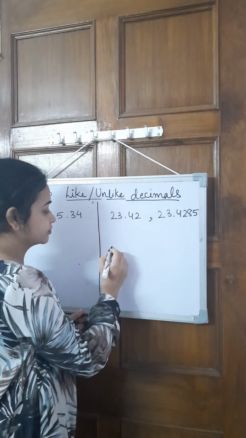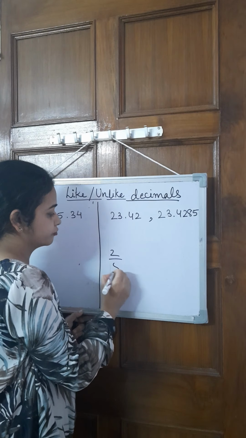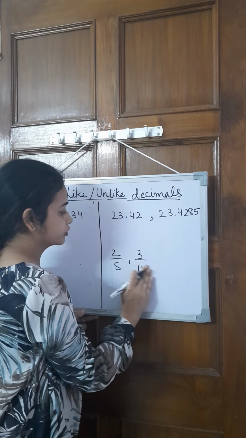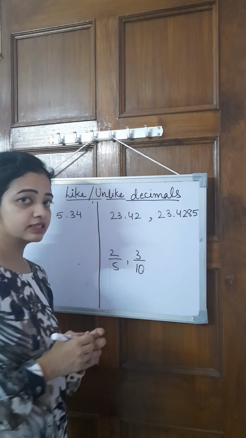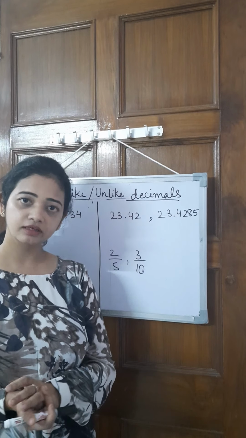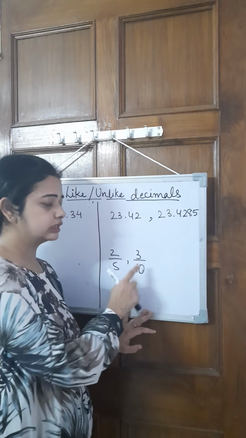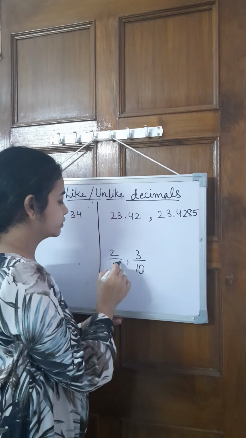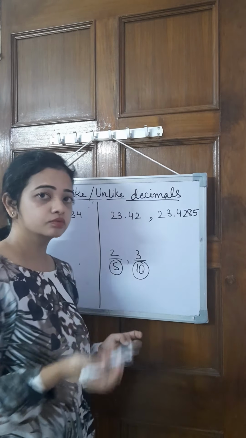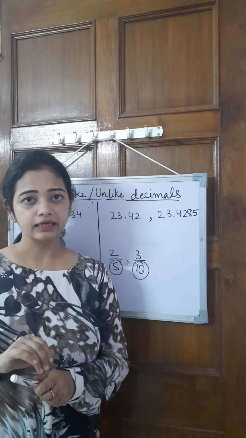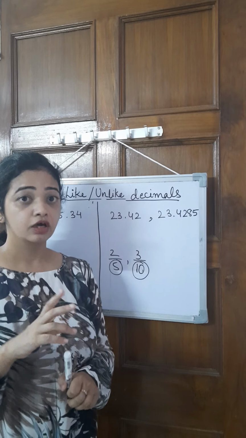If I write something like 2 upon 5 and 3 upon 10, then we say that these two fractions are unlike fractions. Why are they unlike fractions? Because the denominators are not the same. Then what we do is convert these denominators to the same number, and then we say that we have converted them to like fractions.